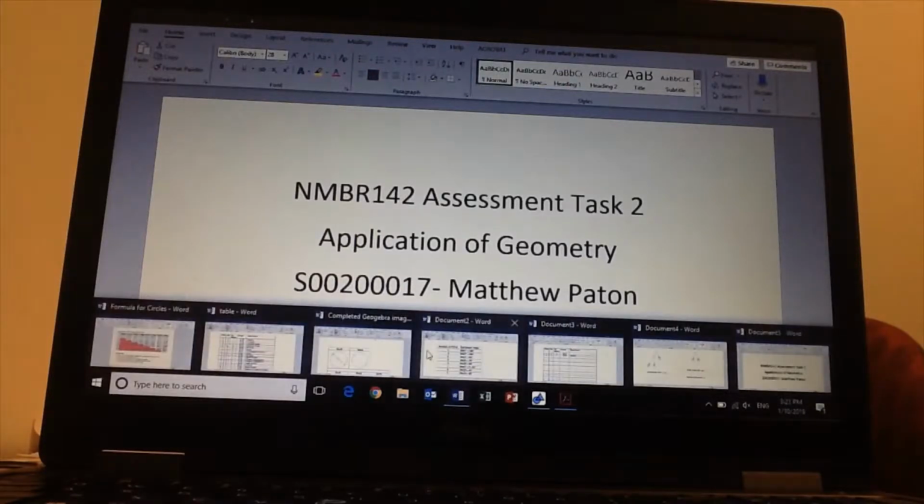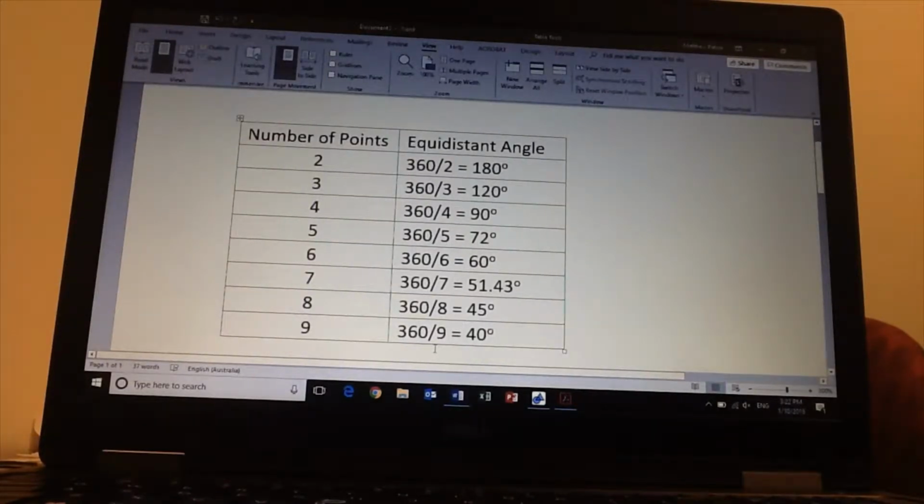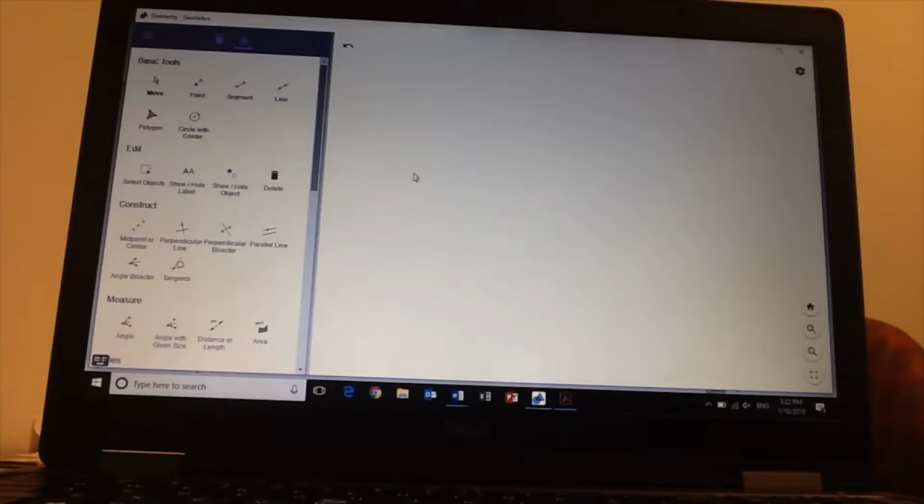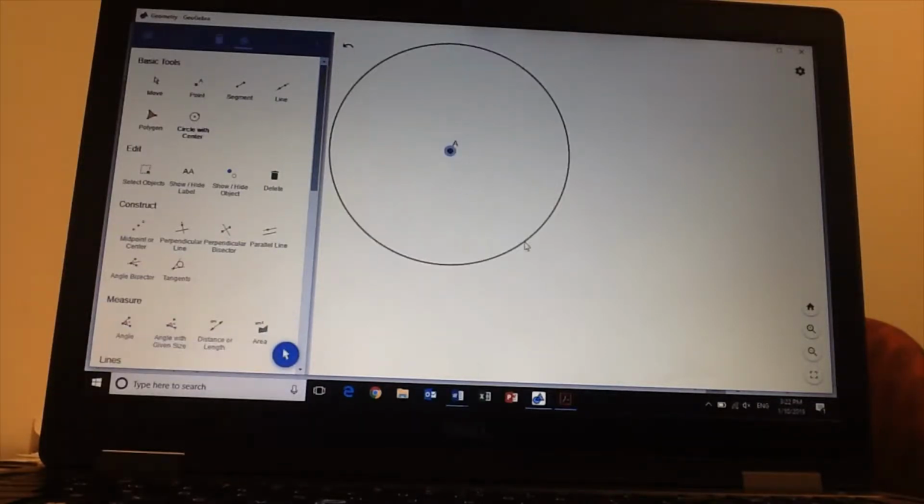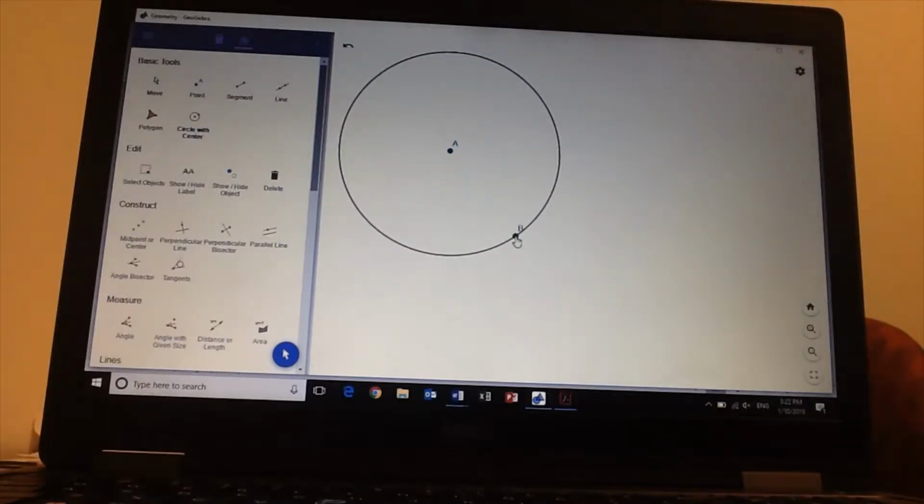The first thing I decided to do was to work out what equidistant angles I needed for all of the points on the circle from 2 to 9 so that I could create these circles in GeoGebra. I'll quickly show you how I created these circles through GeoGebra. So if we enter in GeoGebra and create a circle as such, we are then going to add in some angles with given sizes.